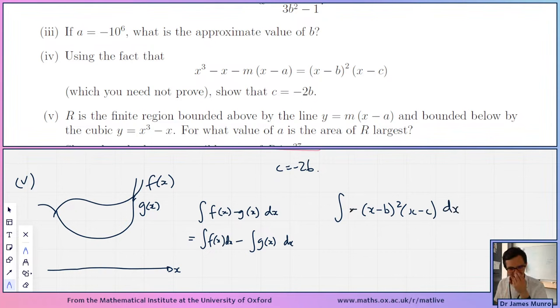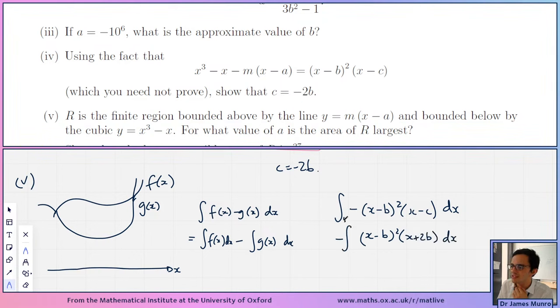I want this minus sign because I don't really want the cubic they wrote down. I want the top curve, the line, minus the bottom curve, f minus g, so minus sign. But I will use their expression to write that as x minus b squared, x minus c. And in fact, if c is equal to minus 2b, then this is not too bad at all.